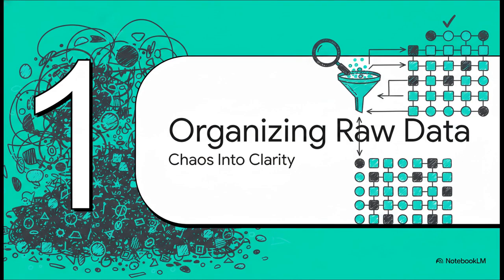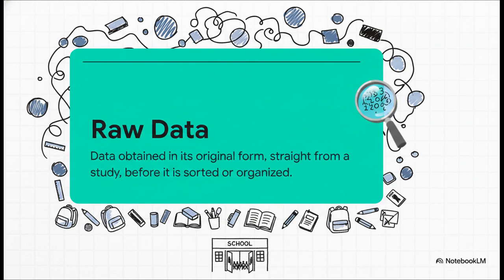Section 1, organizing your raw data, turning chaos into clarity. Because we really have to start at the very beginning. What exactly do we do when we're just handed a giant, completely unorganized pile of numbers? So the most crucial thing to understand is that raw data is totally unsorted.